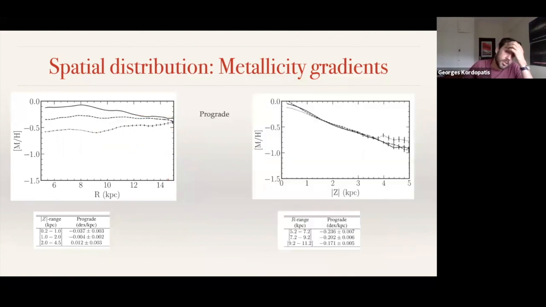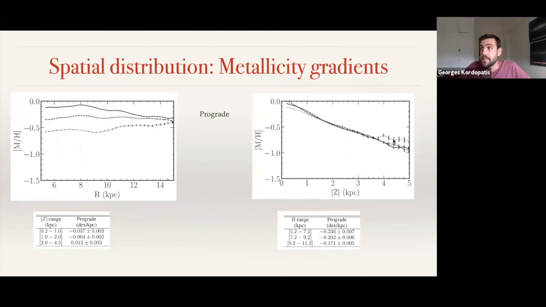Okay, you can also measure the vertical metallicity gradient at different radii this time here, and you can see that at the outskirts you have some differences here in the vertical gradient, but I will not spend more time on that. All those things were relatively known from the past, but this is a sanity check that what we're doing is correct. So, okay, this is for the prograde stars. You can see that there's an evolution.